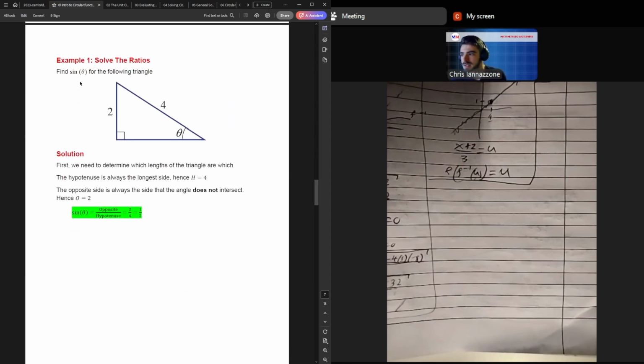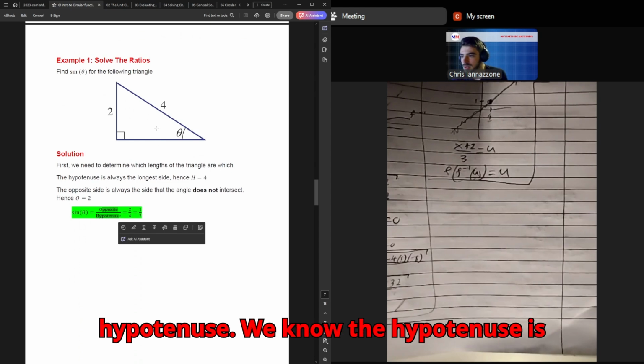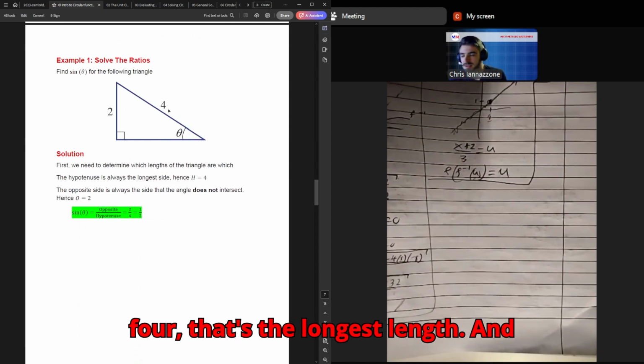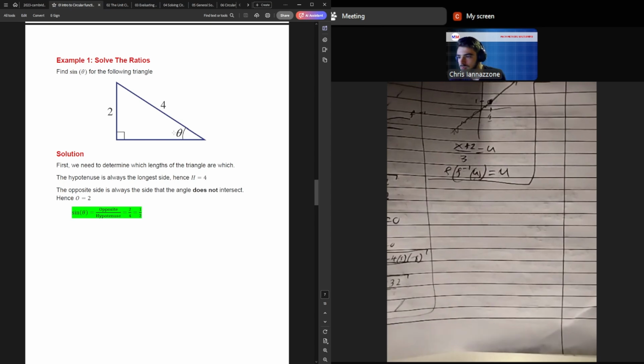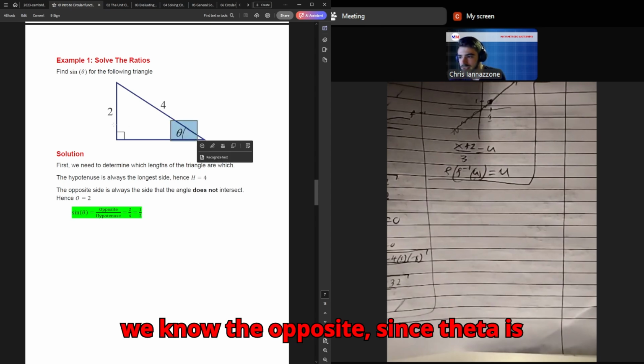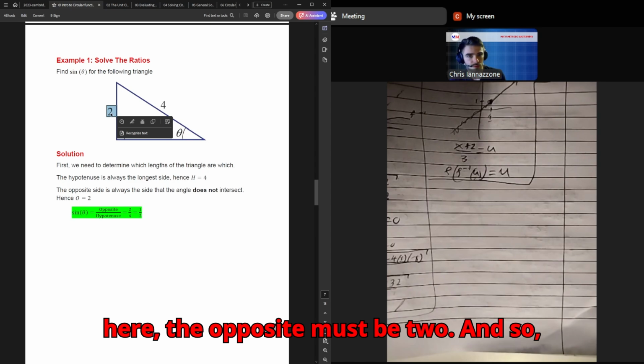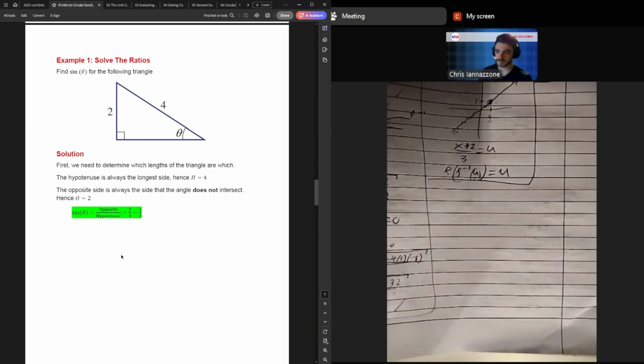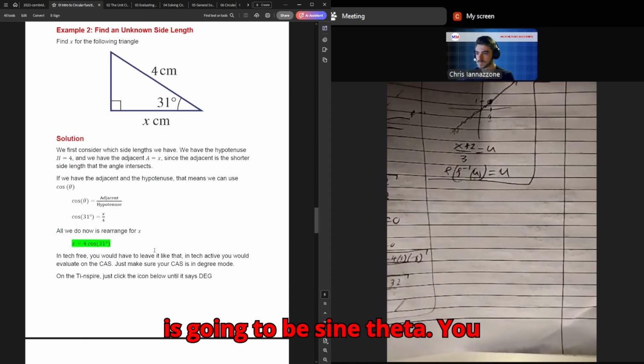So in this case, sine theta, we want opposite over hypotenuse. We know the hypotenuse is 4, that's the longest length, and we know the opposite, since theta is here, the opposite must be 2. And so 2 over 4, a half. That is going to be sine theta.